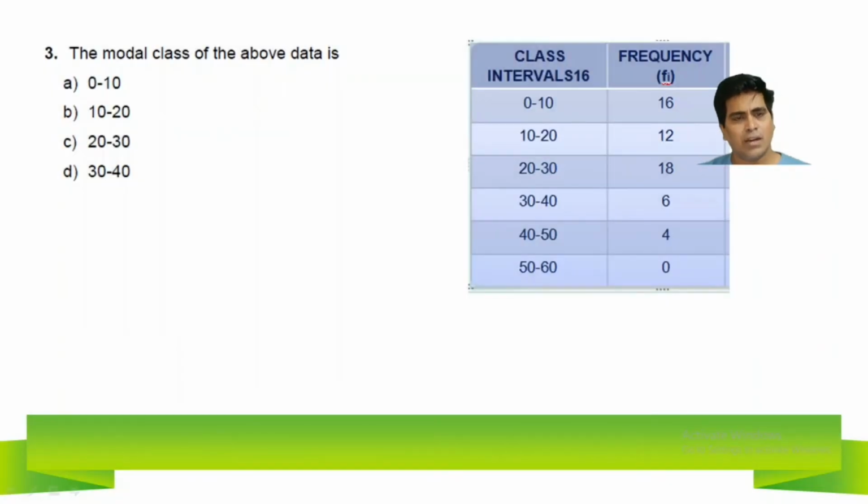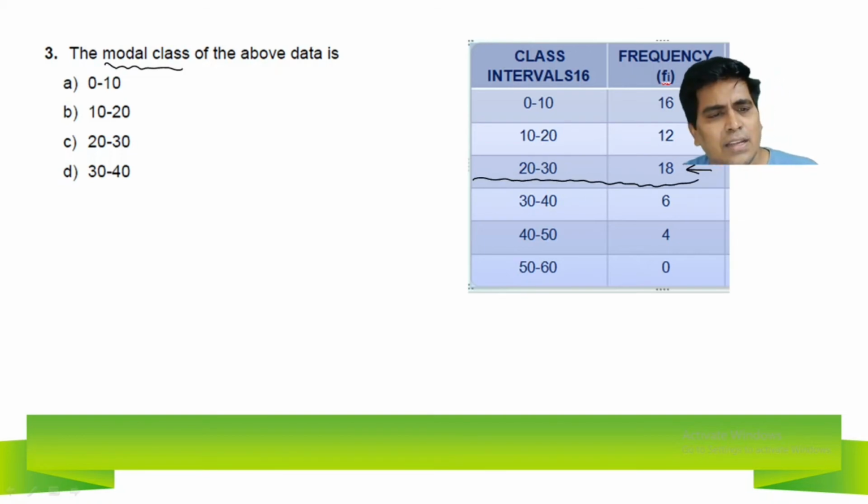So let us see the third question now. So what is the modal class? We already discussed this modal class. So it depends on the highest frequency of the class. So which class is having the highest frequency? That is 20 to 30, that is 18. So here is the class, we got it as 20 to 30. So that is C option. Option C is the right option here. Very simple question. After doing 2 long questions, it is very simple. Yes, definitely you will get simple questions also.